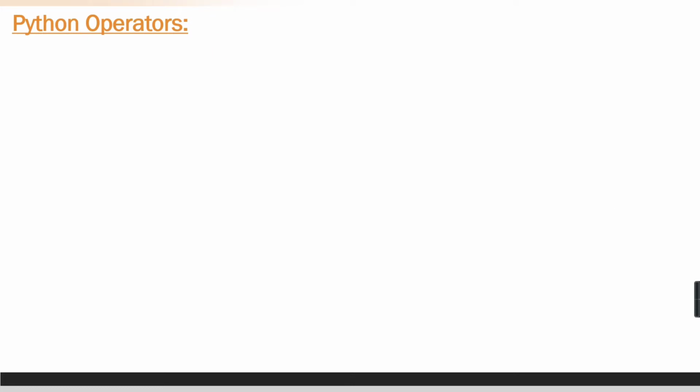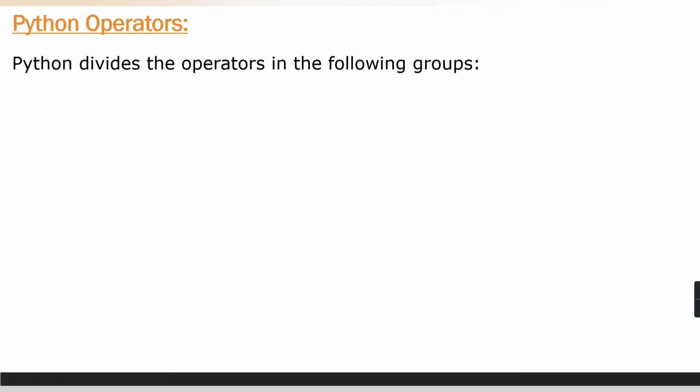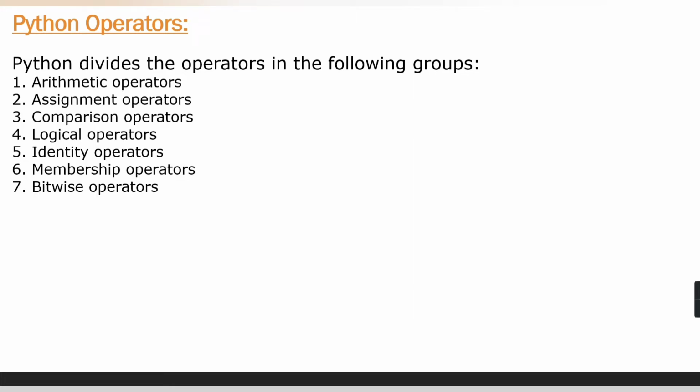In this video we are going to learn about different types of operators in Python. Python divides the operators into the following groups, mainly 7 categories. The 7 types are arithmetic operators, assignment operators, comparison operators, logical operators, identity operators, membership and bitwise operators. We will cover all these operators one by one in different videos.